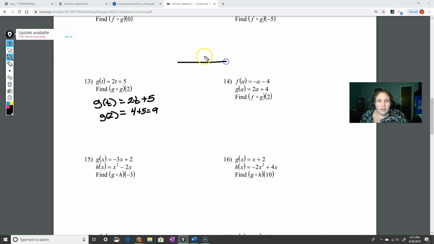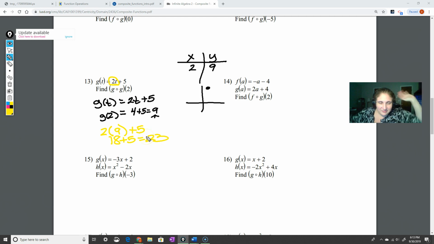So on a coordinate plane, if this is my x, this is my y, I would have 2 for my x and 9 for my y. So on a coordinate plane, it'd be like up here. That's all it's saying. So then it says, now that you know this number, take this number and put it again back inside. So I'm just going to say, okay, 2 times 9 plus 5. 18 plus 5 gives me 23. Done. Next one.